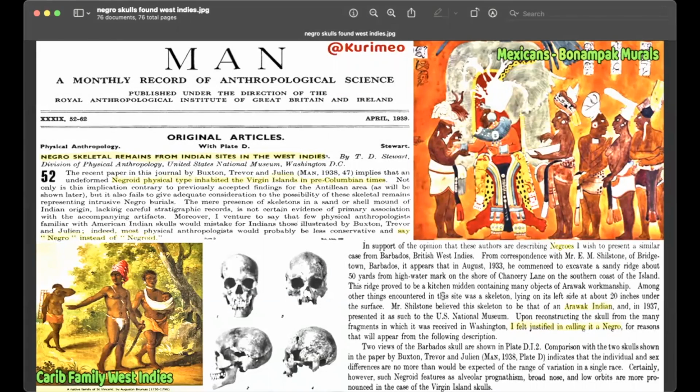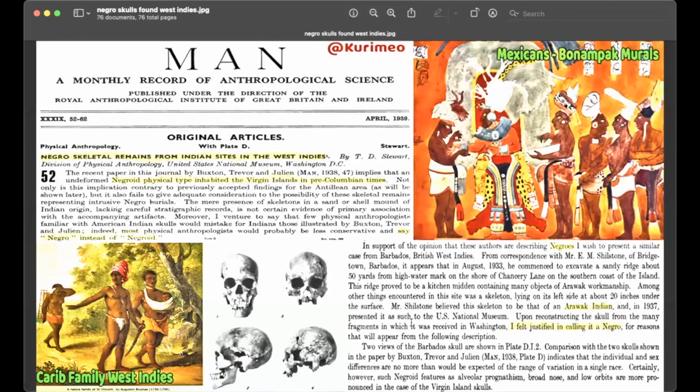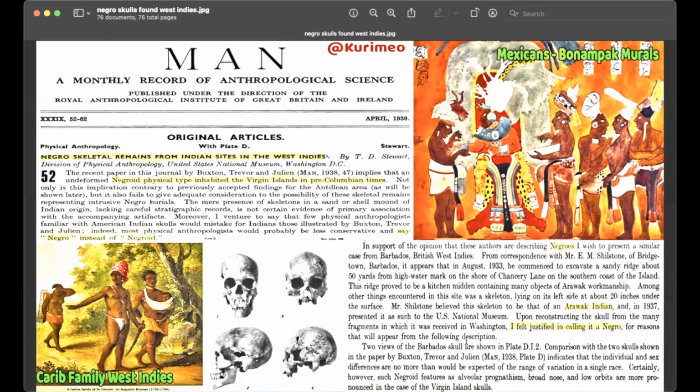A little ahead in the article, after doing some of the research, Mr. Shilson believed this skeleton to be that of an Arawak Indian, and in 1937 presented it as such to the U.S. National Museum. He said, hey, look, I found this Arawak Indian, and look, upon reconstructing the skull from the many fragments in which it was received in Washington, I felt justified in calling it a Negro for reasons that will appear from the following description, right? So he explains why, but again, he says an Arawak Indian.